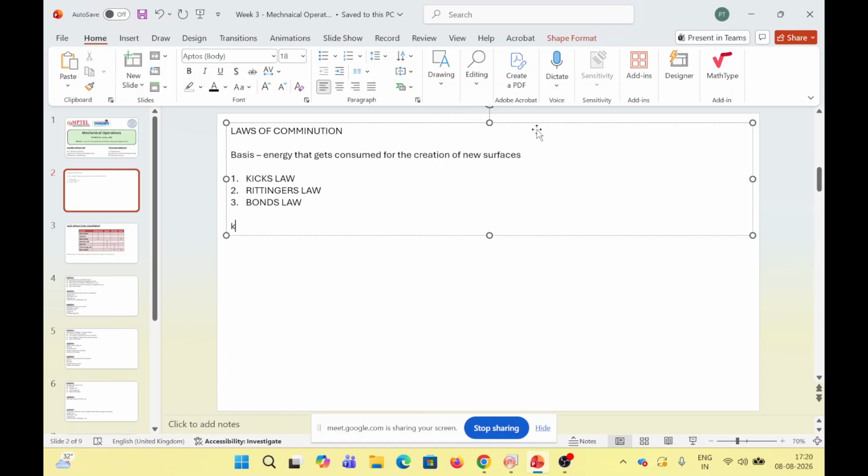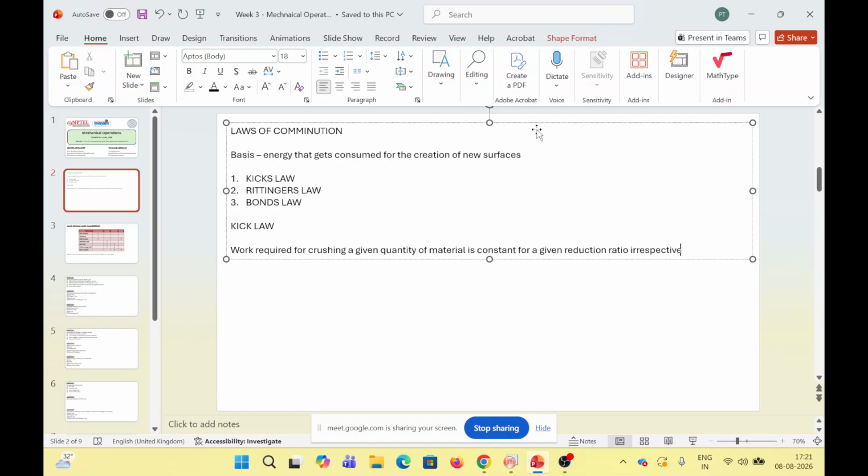In case of Kick's law, it is usually expressed as: the work required for crushing a given quantity of material is constant for a given reduction ratio, irrespective of their size.